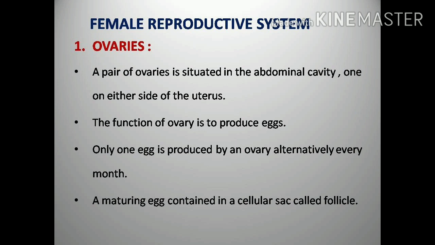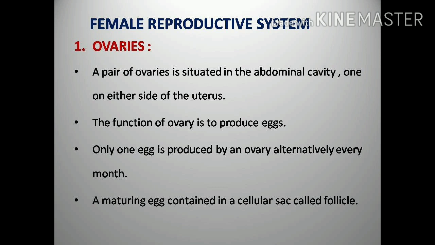They are located in the abdominal cavity on either side of the uterus. Here, the uterus is in the center, and on the left side and right side of the uterus, near the uterus region, we can see two ovaries in the abdominal cavity.